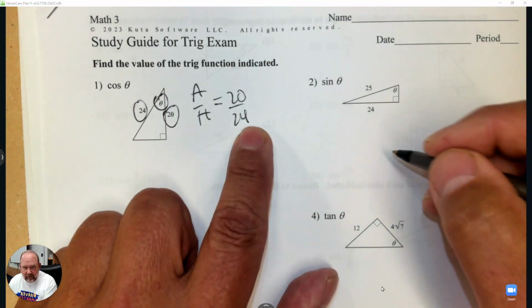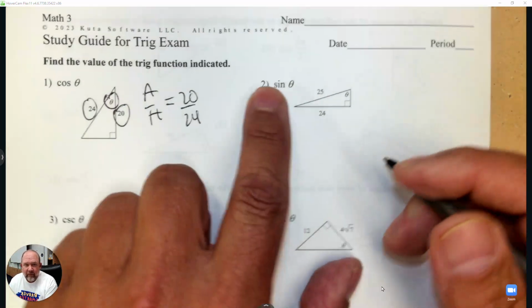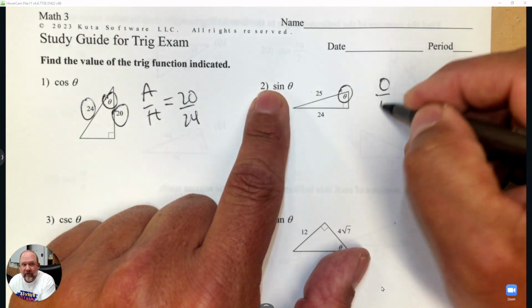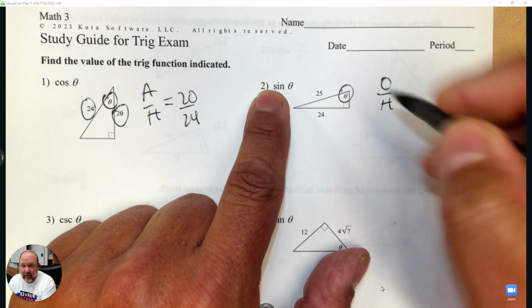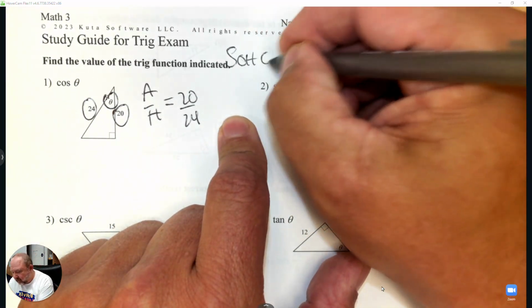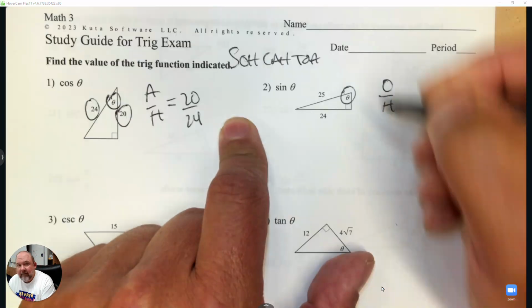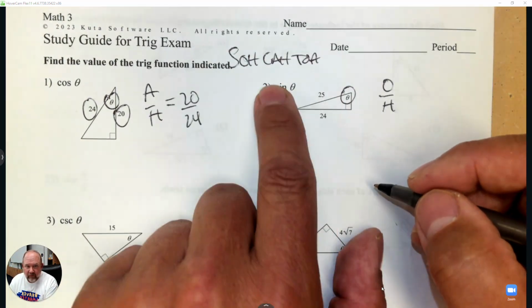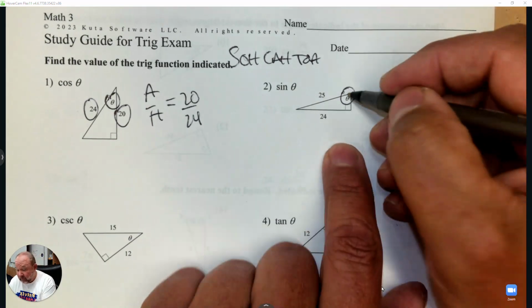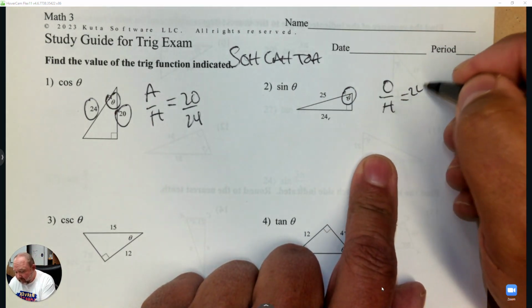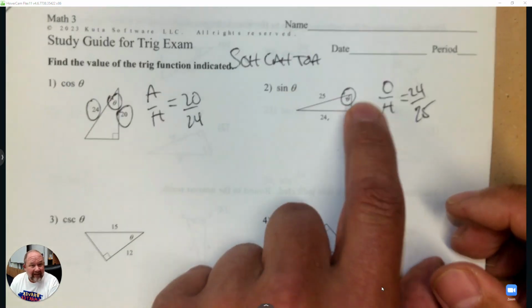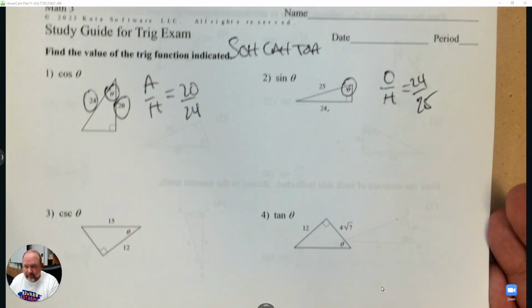You don't have to reduce it down. Number two, sine, circle the angle. What are we looking for? Well, the definition is opposite over hypotenuse. And again, if you want to, you can write down SOH-CAH-TOA to support the definitions of sine, cosine, and tangent. So sine is opposite over hypotenuse. Circle the angle. Opposite is 24, and the hypotenuse is 25. If I needed that missing side, I'd use the Pythagorean theorem.